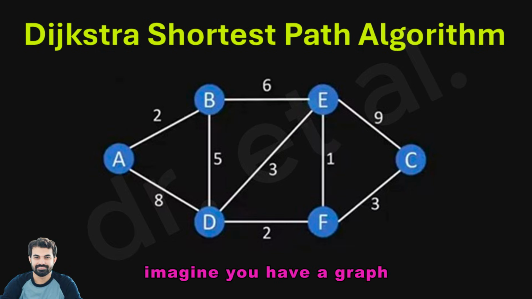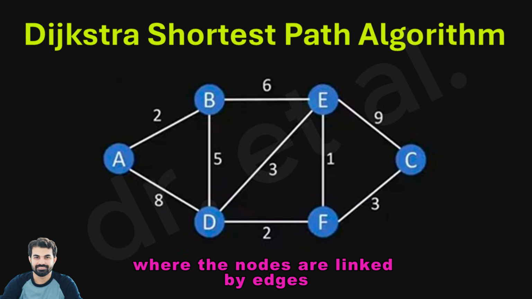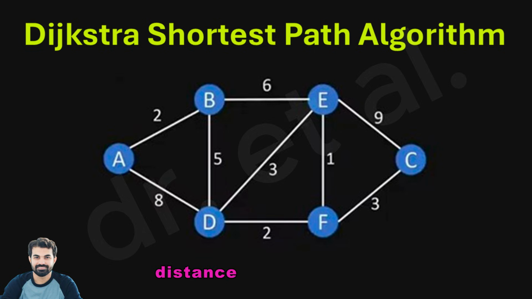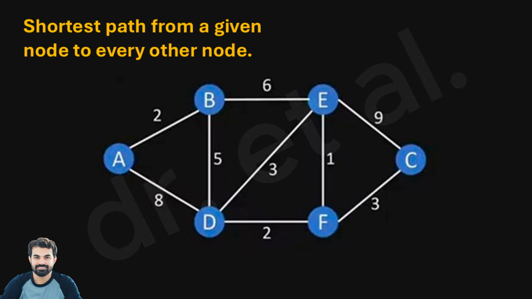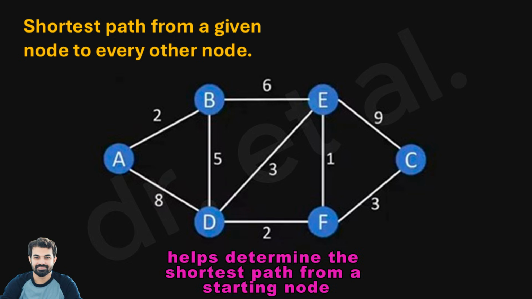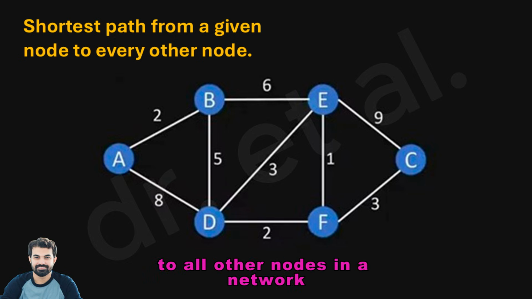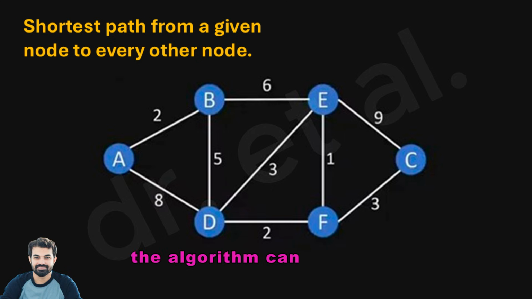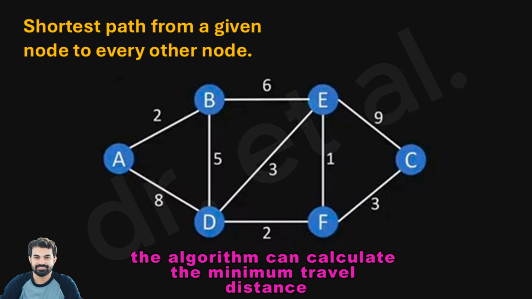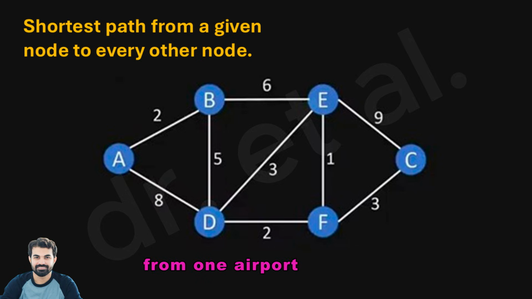Imagine you have a graph where the nodes are linked by edges, and each edge has a weight representing its cost, distance, or importance. Dijkstra's algorithm helps determine the shortest path from a starting node to all other nodes in a network. Imagine these nodes representing airports and the edges representing flight routes. The algorithm can calculate the minimum travel distance or time from one airport to every other airport in the network.